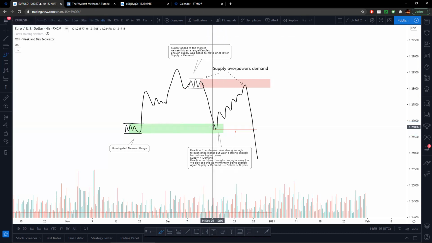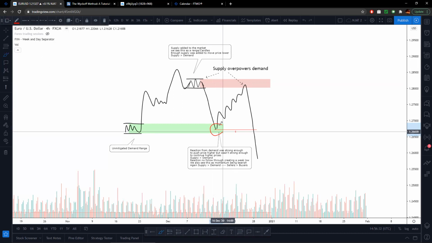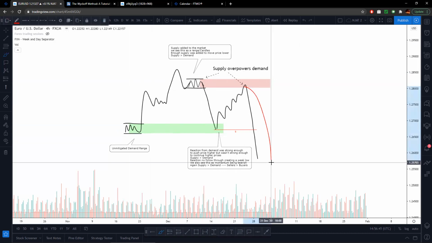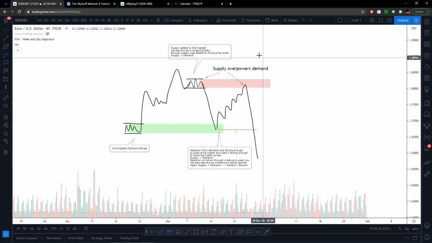But if this reaction from this demand zone doesn't go on to create anything, doesn't take out the swing high, we know this to now be a weak low. That's how we understood weak lows: that demand was not enough to overpower supply, so the supply will continue to push lower, the sellers will continue to push price lower. And essentially that's exactly what's happening in this picture here.